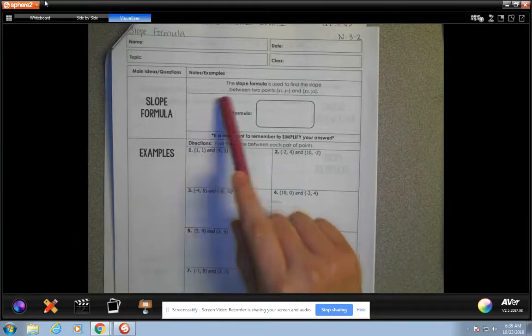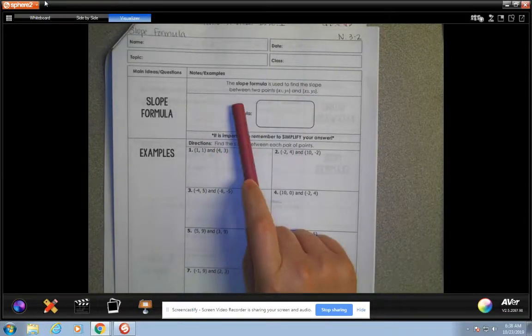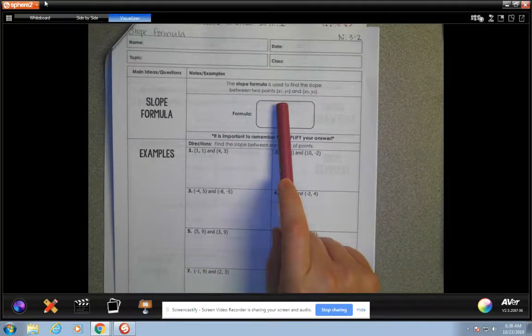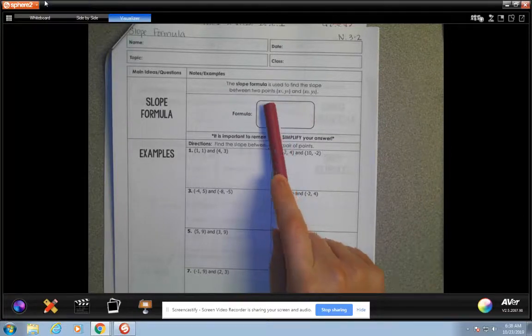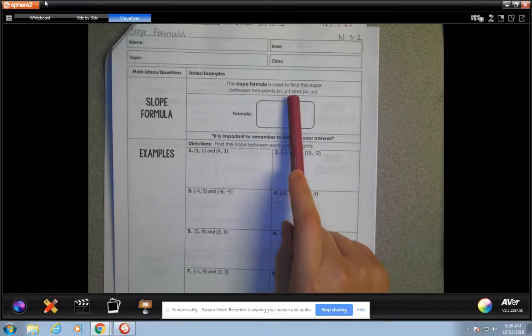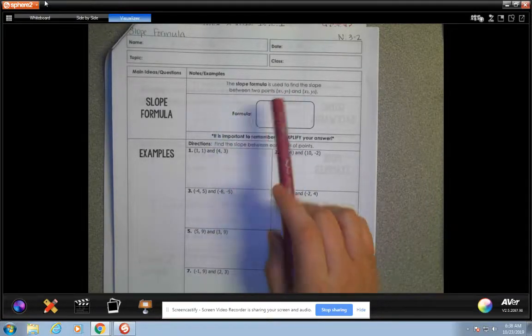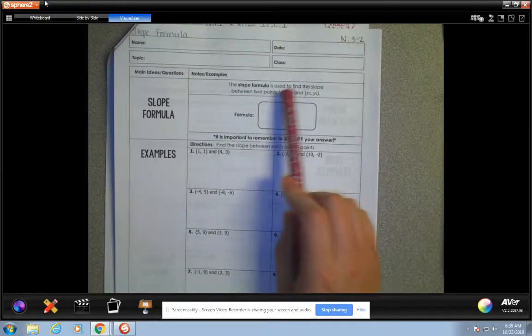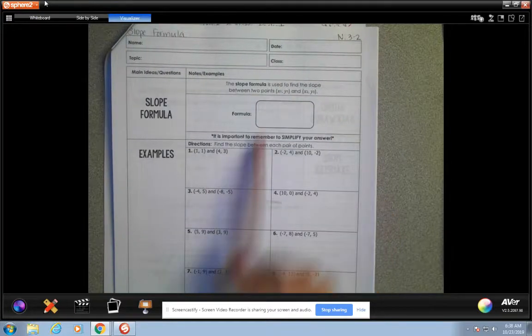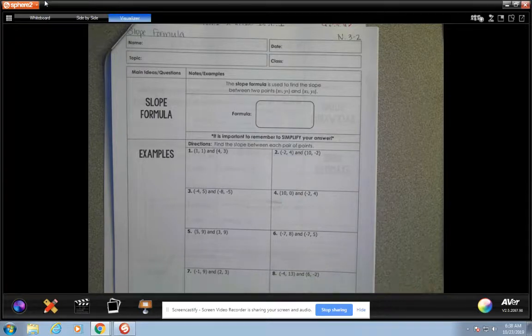And the slope formula is used to find the slope between 2 points. So when we have 2 points, we always have an x and a y at each point. Okay, and we label those, and we're going to label those today x1, y1 for the first point, and x2, y2 for the second point. And then we're going to use our slope formula. It's so fun, let me tell you.